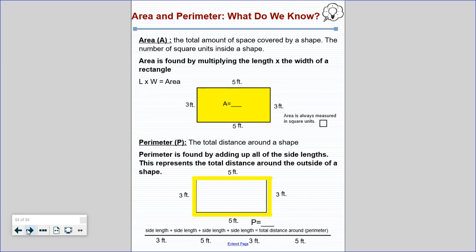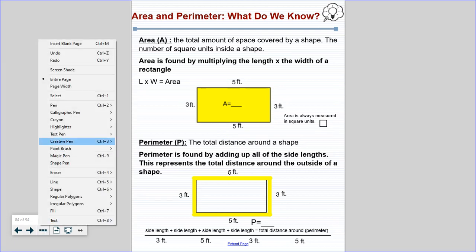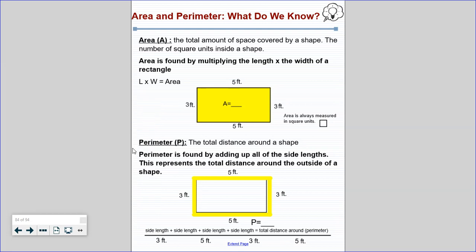So if you look at this rectangle here, you will see that the part that's highlighted is the area. It's how much space is covered. We find the area by multiplying the length times the width of a rectangle. So this rectangle is 5 feet long and 3 feet wide. So the length is 5, the width is 3. We would find the area by multiplying those. 5 times 3 is 15. So the area would be 15 square feet.